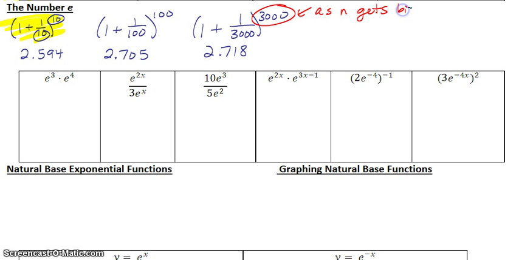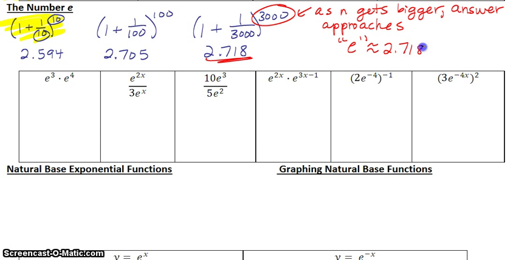as n gets bigger, this answer approaches the number e. As this gets bigger and bigger, it approaches the number e, which is 2.71828... E is a number just like pi. You know how pi on your calculator is 3.14 something something something? E is a number like that.